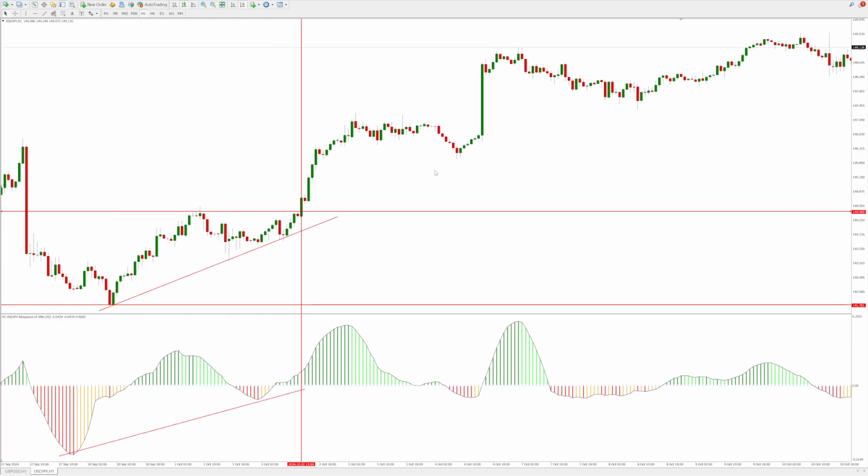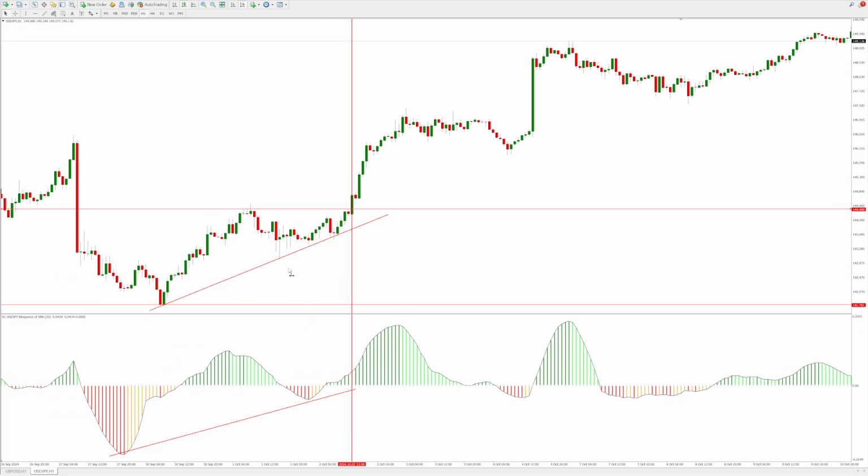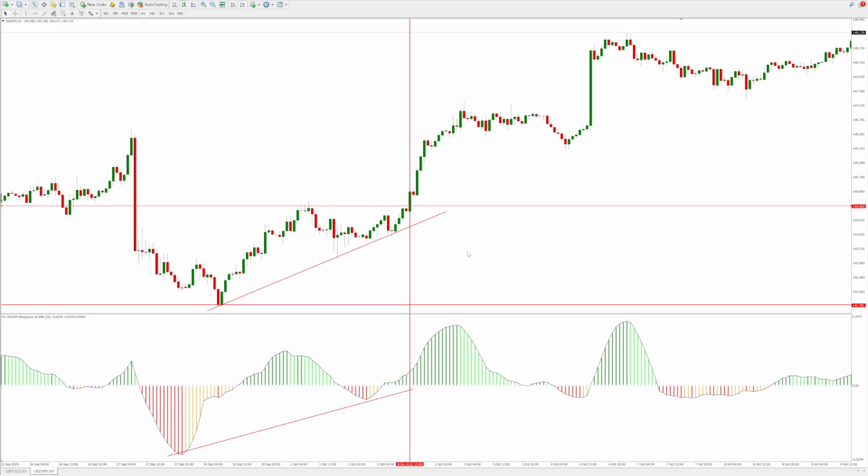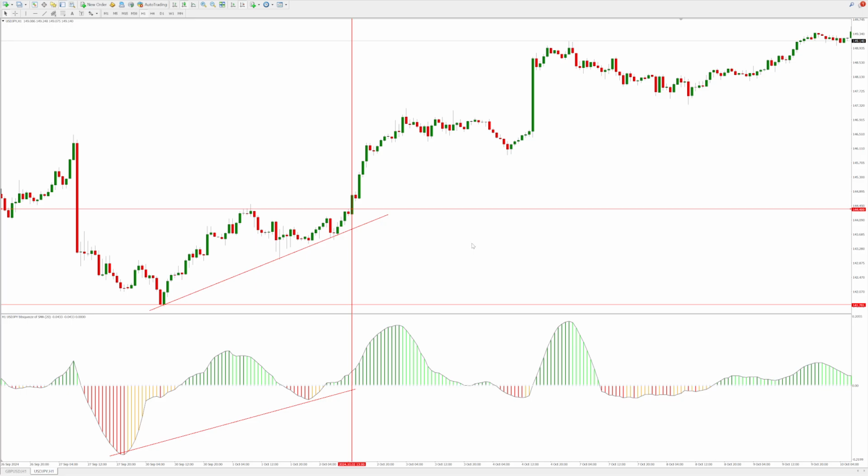Okay, so that's the basic way to use the squeeze momentum indicator, or should I say the way that I would use it and interpret it for trend trading. I probably wouldn't use it in a ranging market. I'd use something like a stochastic oscillator to find the overbought and oversold, or just to avoid a ranging market altogether.